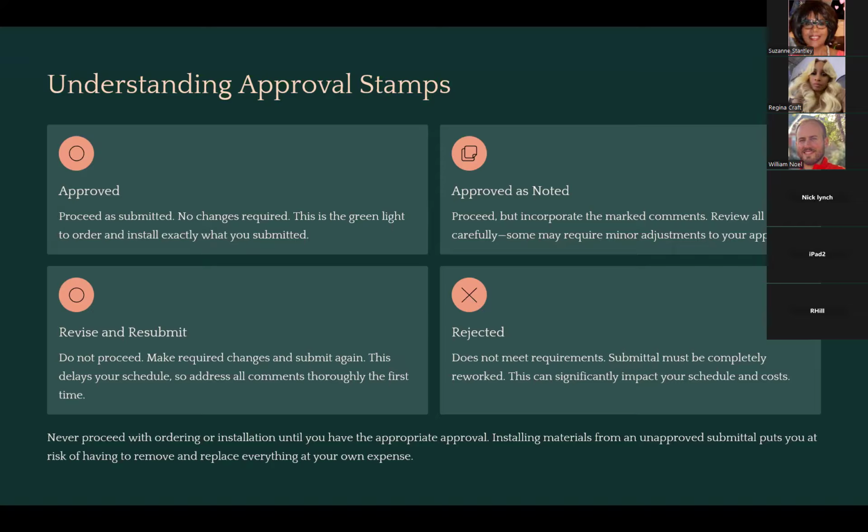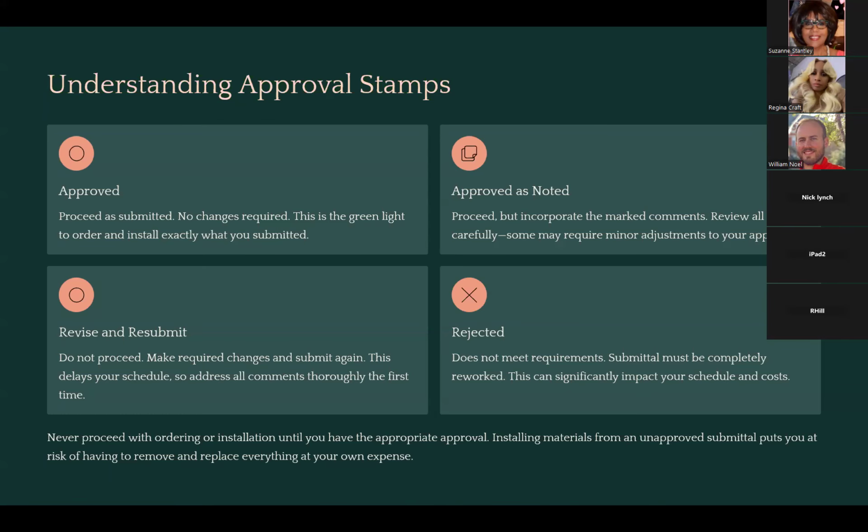which basically means, hey, you can proceed exactly as you submitted. There's no changes required. And that's the official response back from the architect that you provided what they expected or an equal that they're fine with, and you can proceed. That's the best case scenario. It's very rare to just get 100% approved.